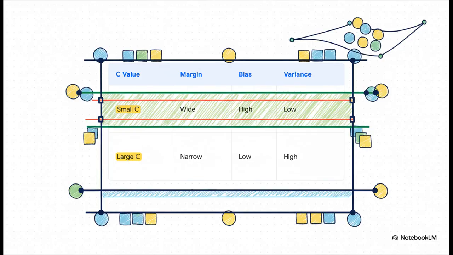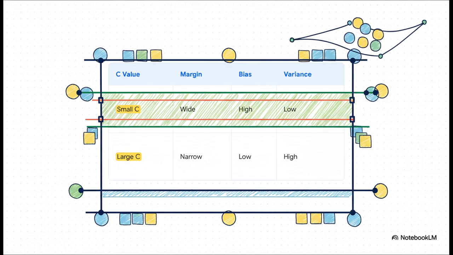And this choice, this C parameter, plugs us directly into one of the most famous concepts in machine learning, the bias-variance trade-off. Let me break it down. A large C, with its narrow margin, is trying really hard to fit your training data perfectly. That's low bias. But it might be too specific, making it fragile and likely to perform poorly on new, unseen data. That's high variance. We call that overfitting. On the flip side, a small C creates a wide, general-purpose margin.